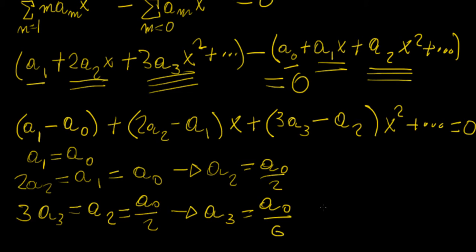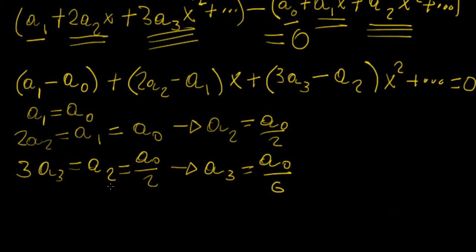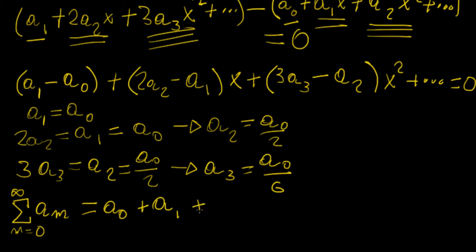And you can immediately see that some pattern is emerging from this. So what we want to do is express a sum of terms that are just the coefficients from m equals 0 all the way to infinity. So in this case we're going to have a0 plus a1 plus a2 plus a3 plus all the other terms. So we're just going to start making these substitutions here.